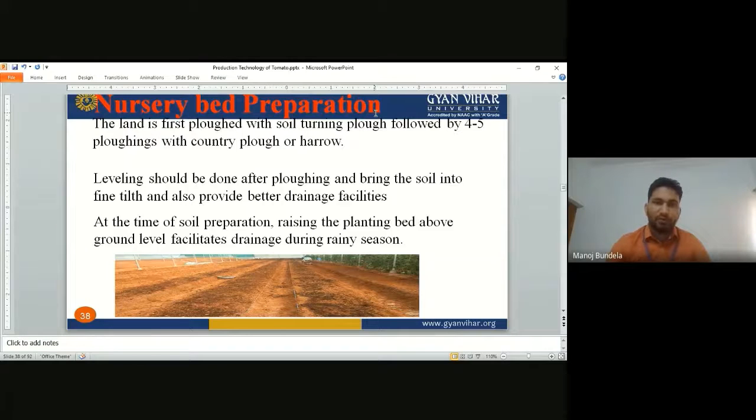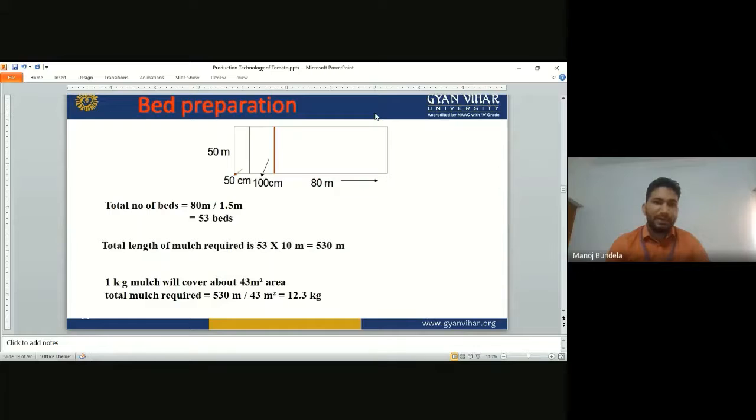So first we have to go for leveling. First we apply the FYM, then mix it. After that we go for plowing. Then we go for leveling of the soil. After leveling we have to prepare the beds for transplanting. This is the bed preparation.